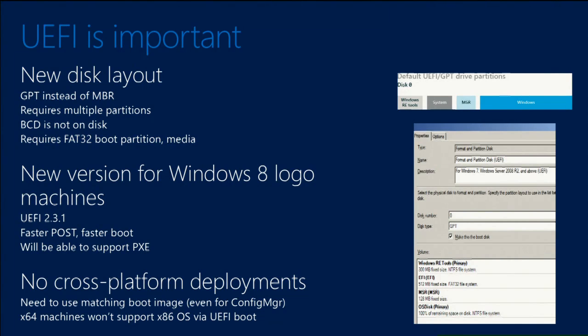UEFI also has restrictions on cross-platform deployment. So we can't use a 64-bit UEFI computer to install an x86 OS without switching it over to that compatibility mode. So just be aware that UEFI is platform specific. UEFI x64 is designed to run a 64-bit OS. UEFI x86, which is used on Intel Atom devices, is designed to run only an x86 OS. You can't do x86 on an x64 device. Like the Surface Pro is not capable of running an x86 operating system. It can only run a 64-bit OS.